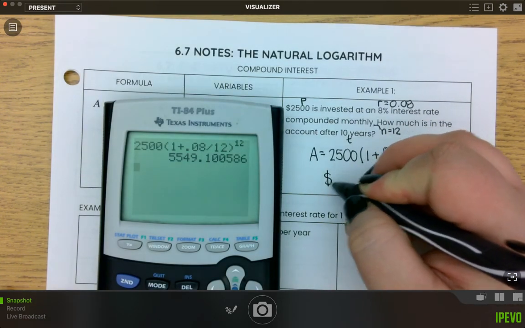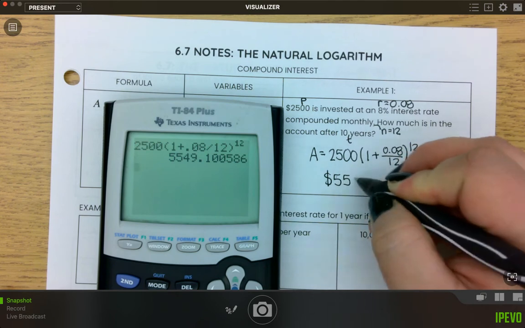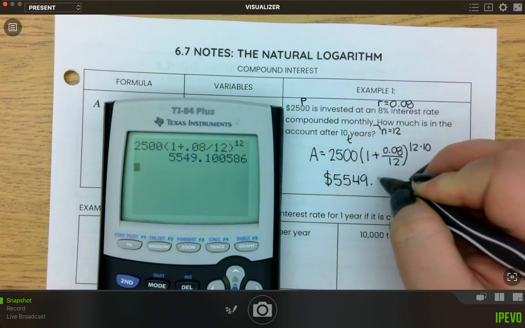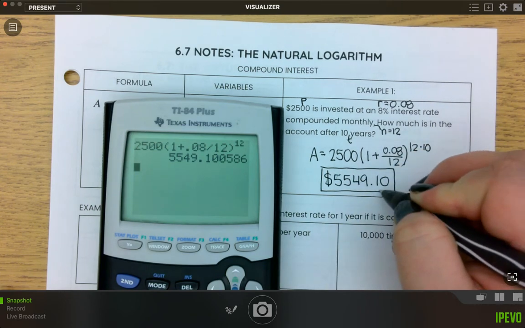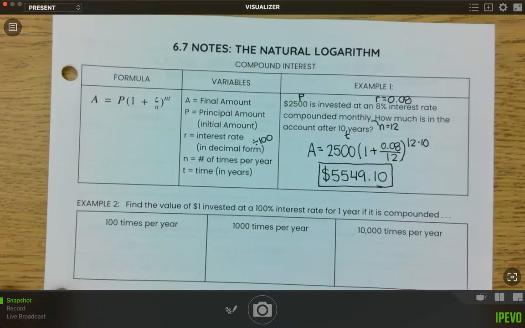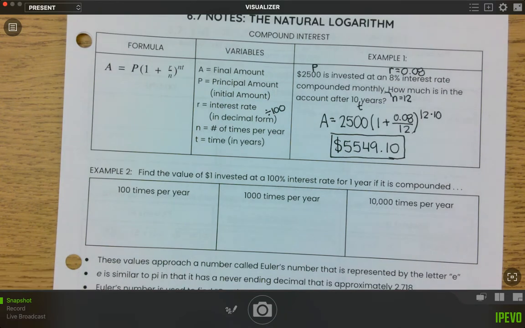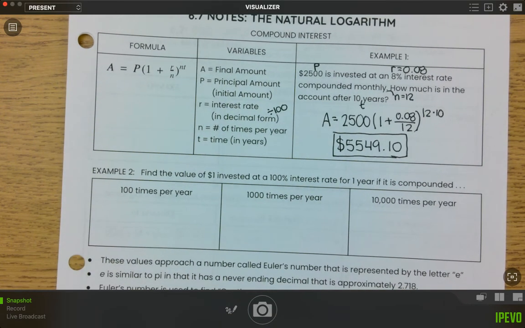So after 10 years, this account has $5,549.10. Which isn't a bad interest. You've done a little bit more than double your money in that case.